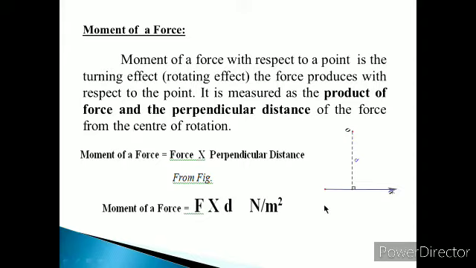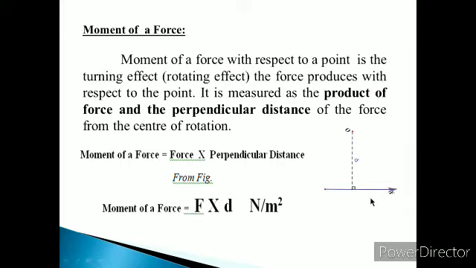Just look at this diagram. This is one object or one beam with a fixed point. This one is a fixed point. With the fixed point, the body may rotate with the application of the force F. So, we have to calculate the moment of a force. This is the simple product, force into perpendicular distance. Here, we are going to calculate the moment of a force. The 2 terms are there. One is force, another one is perpendicular distance.